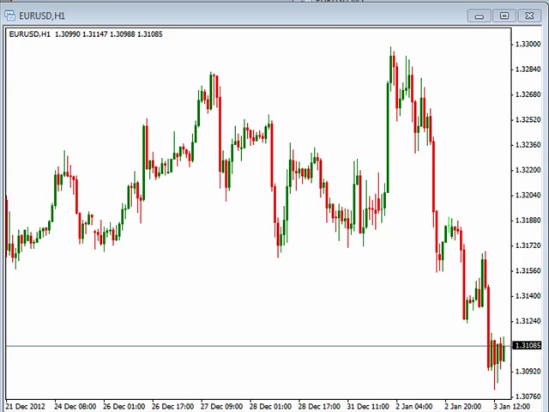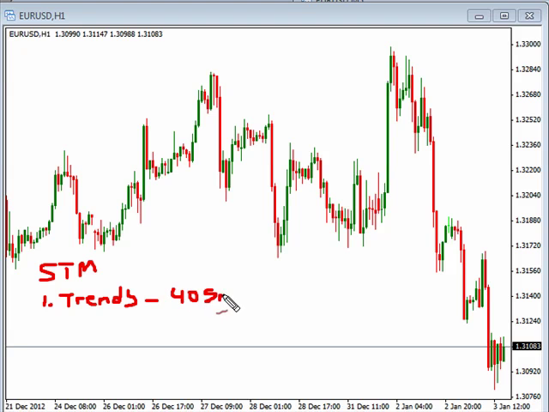Wanted to talk just a little bit about the hourly charts here, and just as a review, remember what we're looking for here with the simple trading method, we'll call it STM, is one, to look for the trends. So whether it's up or down, and we can use a 40 period simple moving average on that to help us identify that direction.